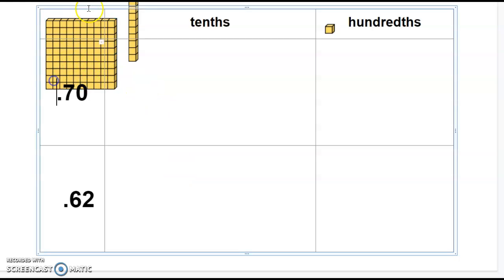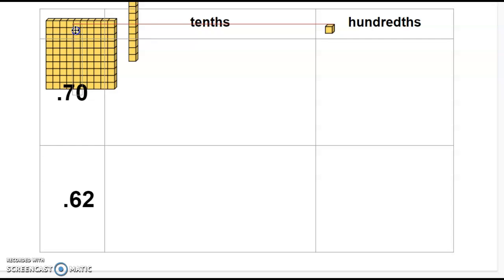This is a whole. So if that's a whole, it takes 10 of these to fit into that. So it takes 10 of these to fit into one whole. It takes 100 of these to make one of these. So that's how we're going to make our decimals, and we're going to compare them.